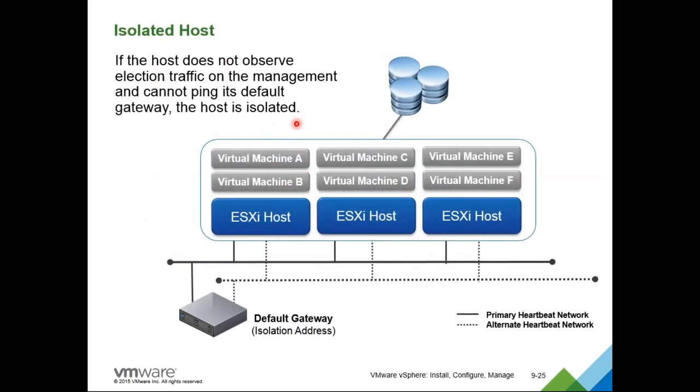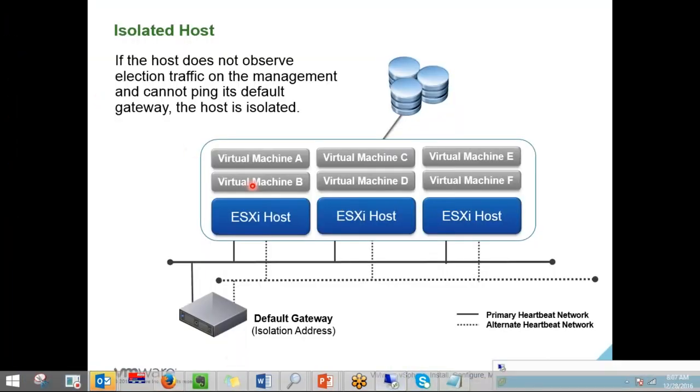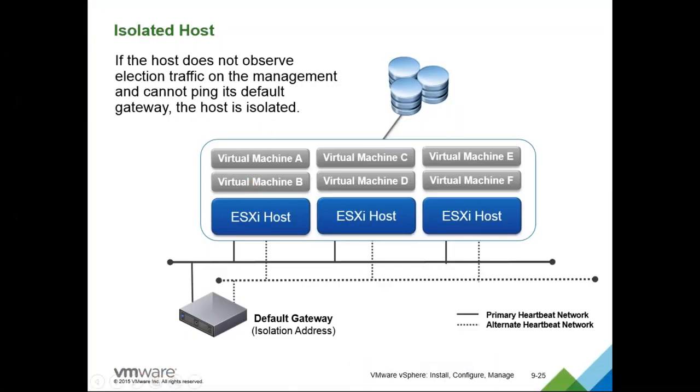So for an isolated host, how it will be detected, we'll see. If the host does not observe election traffic on the management network and cannot ping its default gateway, the host is isolated. So how will isolation be detected?